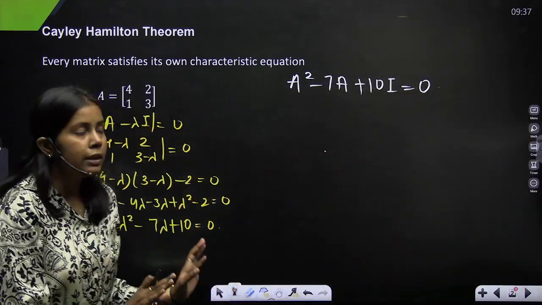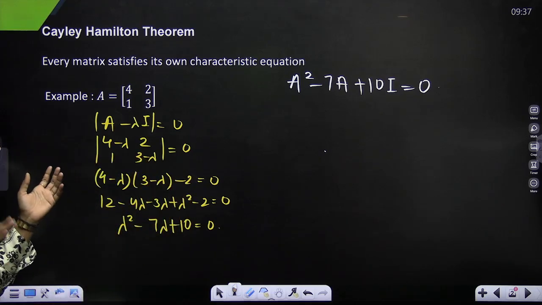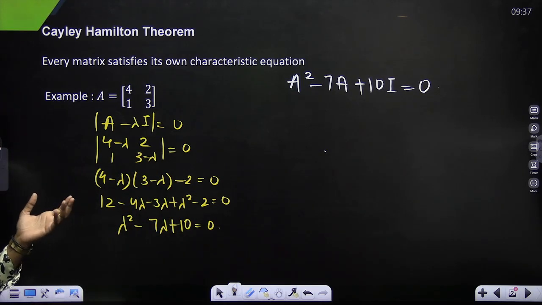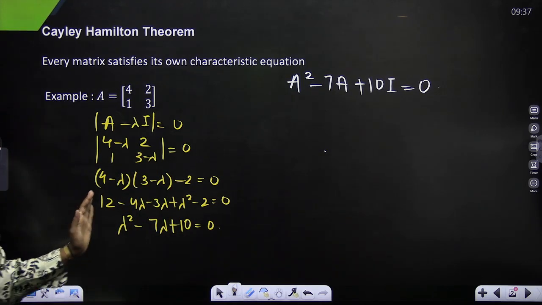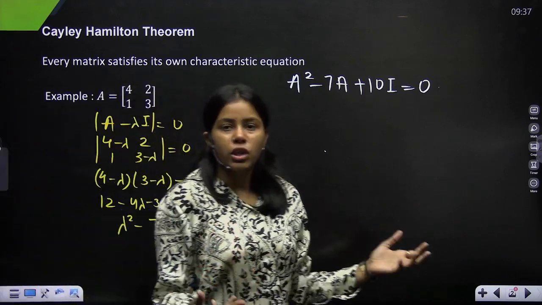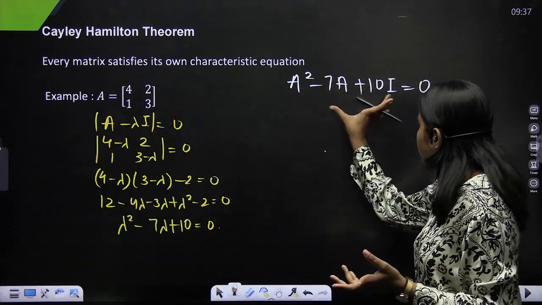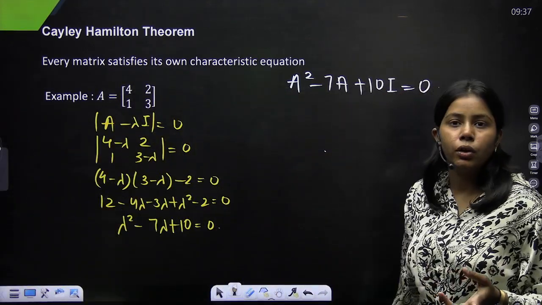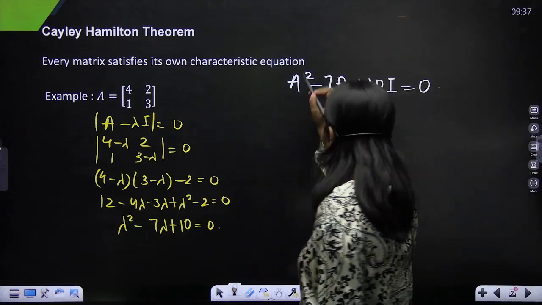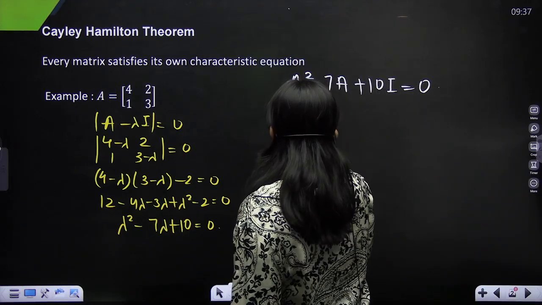I'm just verifying it for my sake, but in the exam you do not have to do any verification, right? I am doing the verification here only to check whether it is really true: if I solve this left hand side, will I really get 0 or not? I just want to check that. So what would I do? Let's find out A square first.